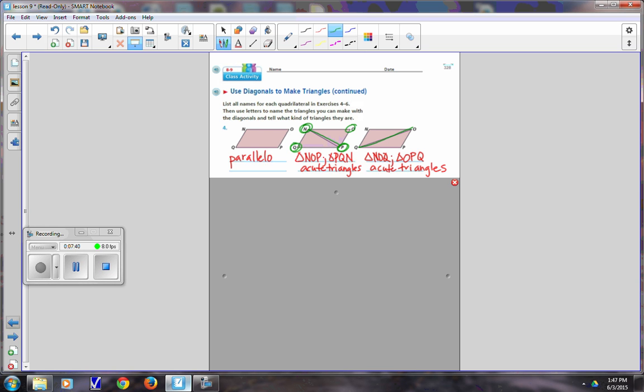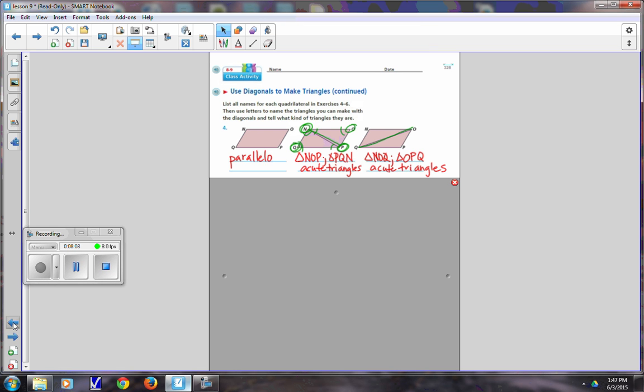All 3 angles have to be acute. So here you go. Acute, acute, acute, acute. All less than 90. So these would be all acute triangles. We've got the same thing going on over here. We just might name it a little different: N, O, Q, and O, P, Q. And those also are acute triangles.